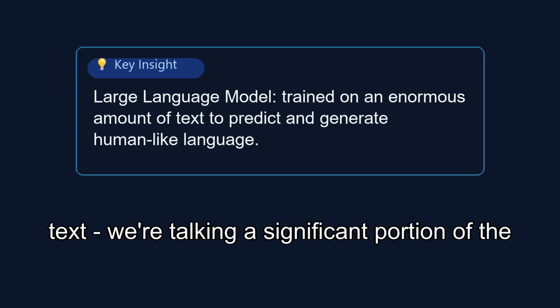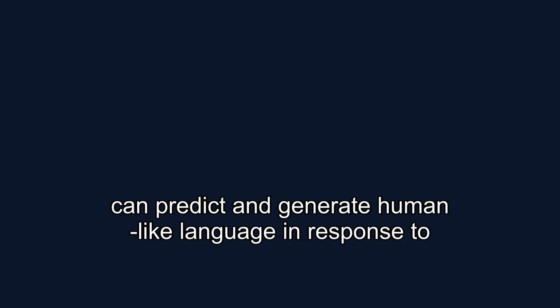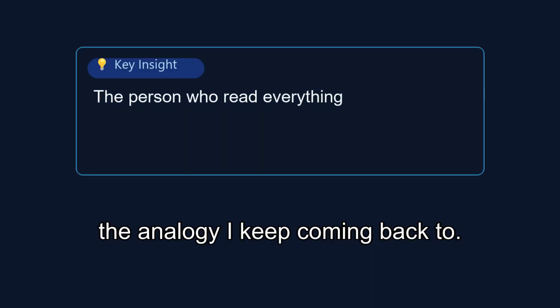So, a large language model is a type of AI that has been trained on an enormous amount of text. We're talking a significant portion of the written internet, books, articles, forums, so that it can predict and generate human-like language in response to whatever you give it. Okay, trained on text, generates language. Keep going.